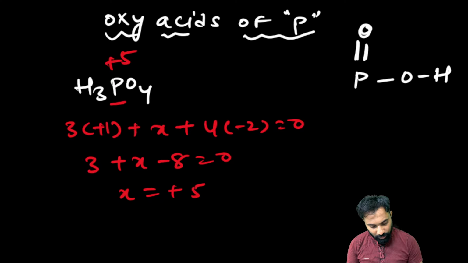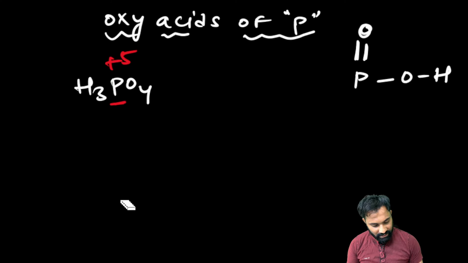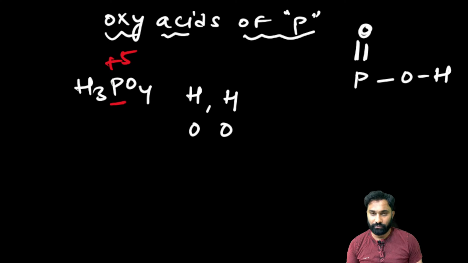Then the next point. This is H3PO4, only I will draw. H3PO4, one double bond O and one OH, right? Next, here how many oxygens are balanced? 2. How many hydrogens balanced? 1. Remaining hydrogens unbalanced are 2 and remaining oxygens unbalanced are 2, right?